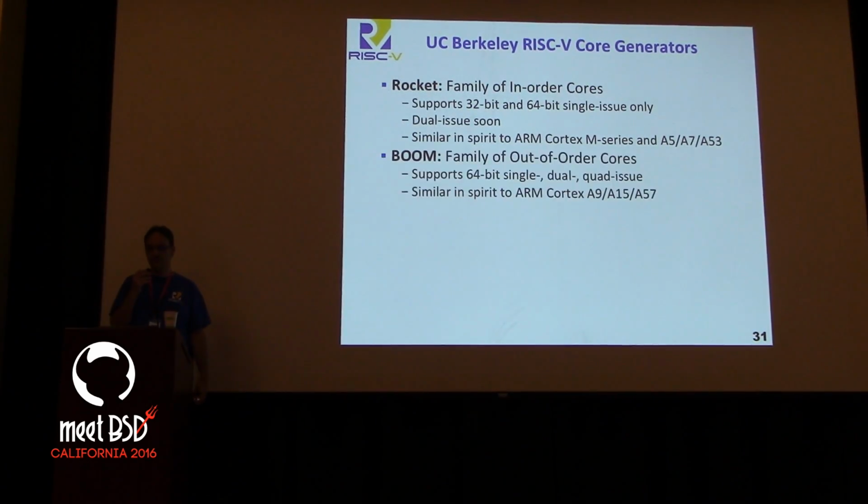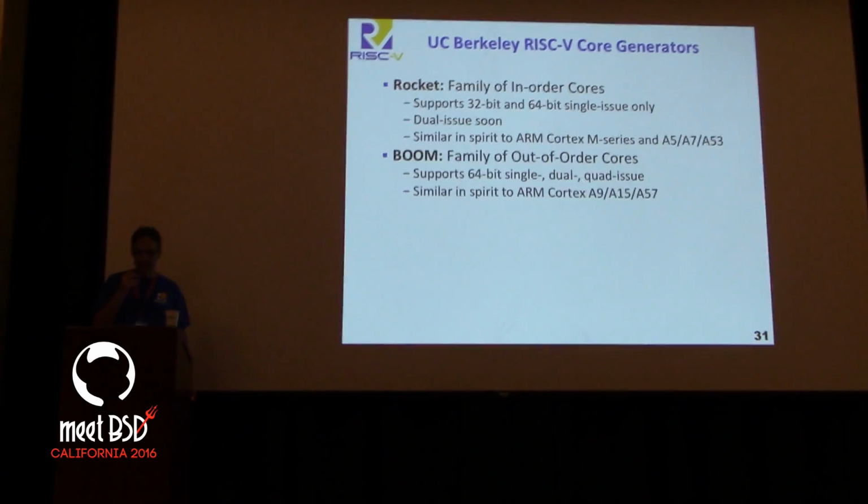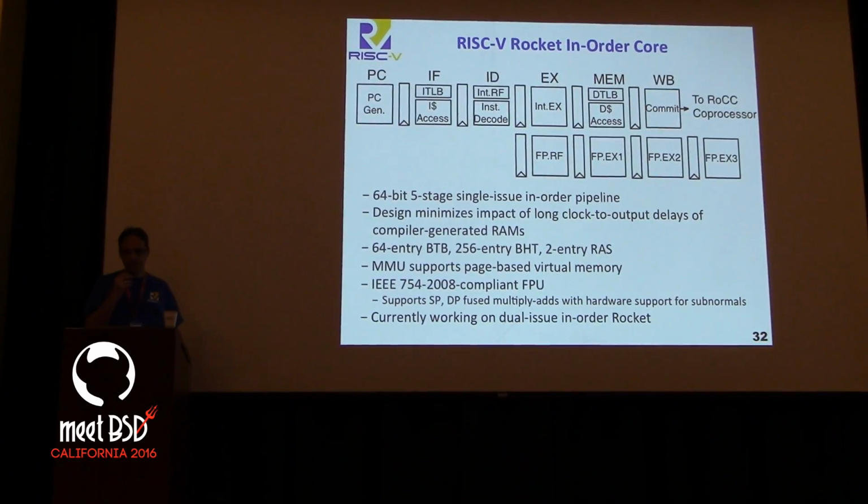So we have in-order cores, out-of-order cores that we developed at Berkeley. This is a pretty complete in-order core. It's not a simple in-order core. It has full IEEE floating point, an MMU to support OSs, and pretty extensive branch prediction.